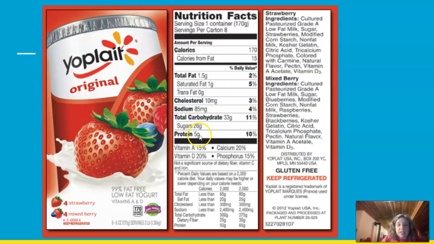Sugars, though, is 26 grams of sugar. 26 grams of sugar. So is that quite a bit? And then it also has 5 grams of protein. So it's got some protein in it for you, but not very much. 15% of your vitamin A that you need. 20% of your vitamin D that you need in a day. Calcium is 20%, so that's good.